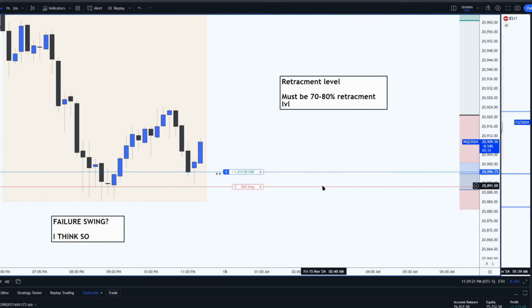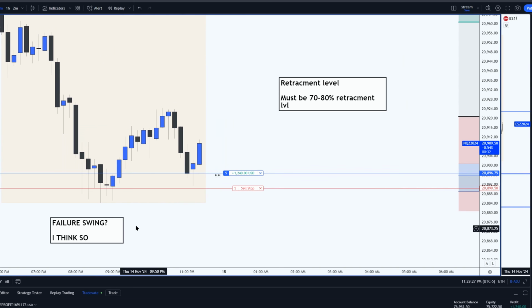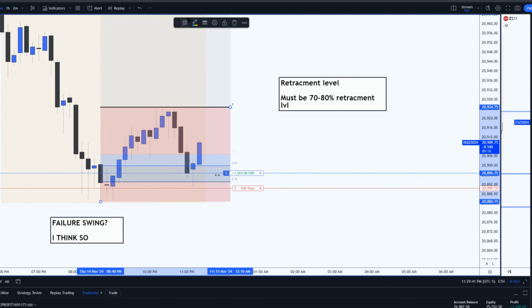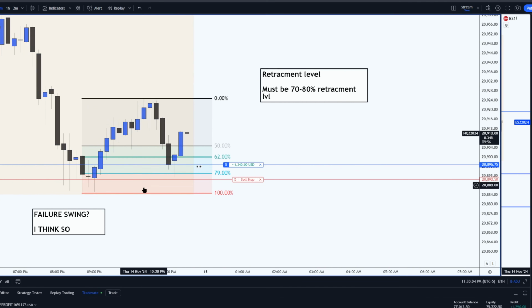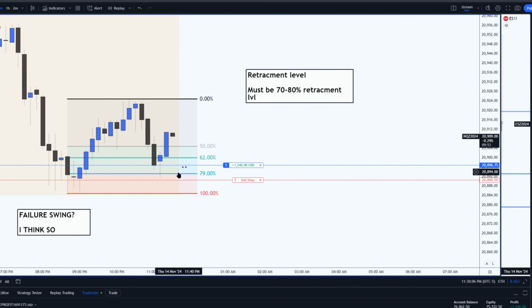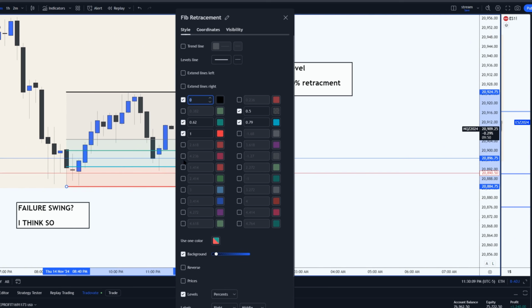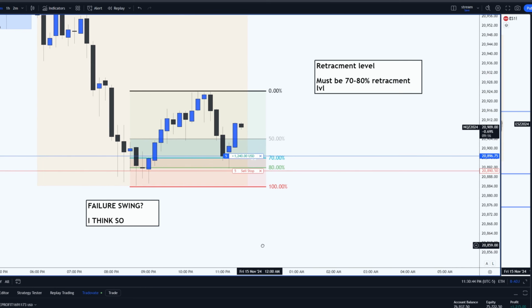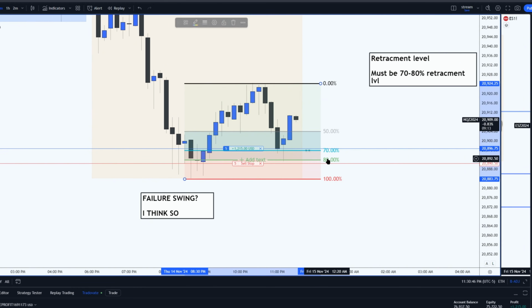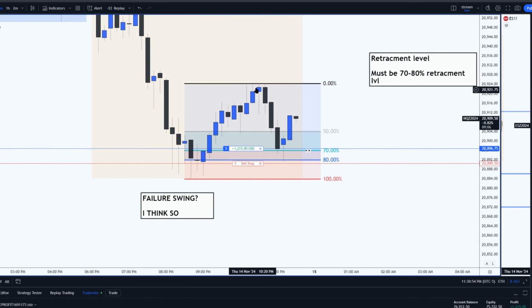First and foremost, it must be a 70 to 80% retracement level. If you look right here, my price came up, came into here, pulled back, but it pulled back really deep. We put the Fibonacci on here and we look at what it went to. We can see right here that it was 70 to 80%, right? Let me put 80% on the chart. There we go. As you can see right here, it was exactly 80%. Boom, right there. If you put from the low to the high, it was 80% retracement.